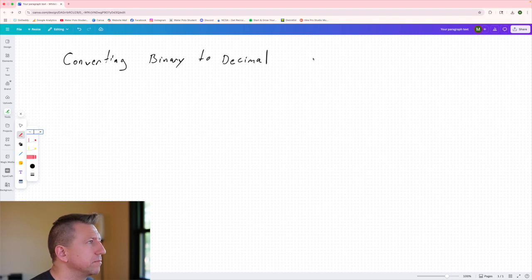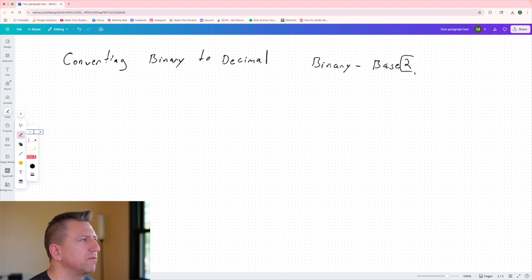So a binary number is what we call base 2. And so it's going to be made up of powers that have the base 2, like 2 to the 0, 2 to the 1, and 2 to the 2. It also means that it has two coefficients, 0 and 1. So these are the coefficients.